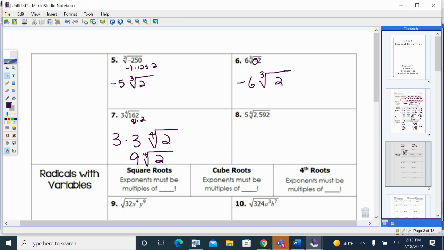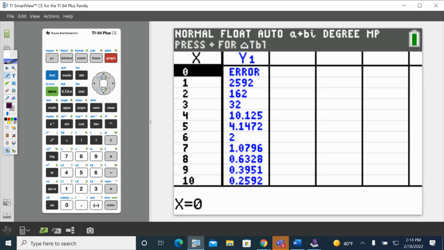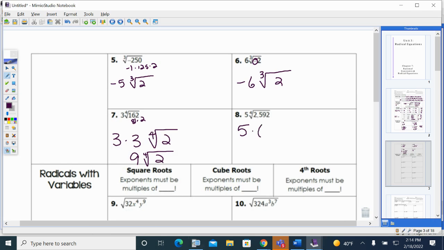Let's look at number 8. 5 times the 4th root of 2,592. I'm going to leave the 5, and I'm going to do this in the calculator. 2,592 divided by x to the 4th power is going to give me a 6 times the 4th root of 2. So 6 times the 4th root of 2, and I get 30 times the 4th root of 2 for that answer.